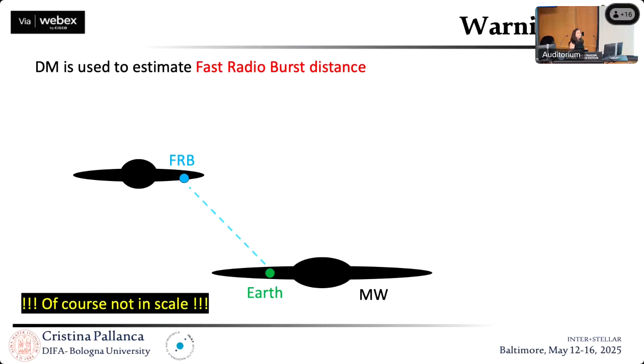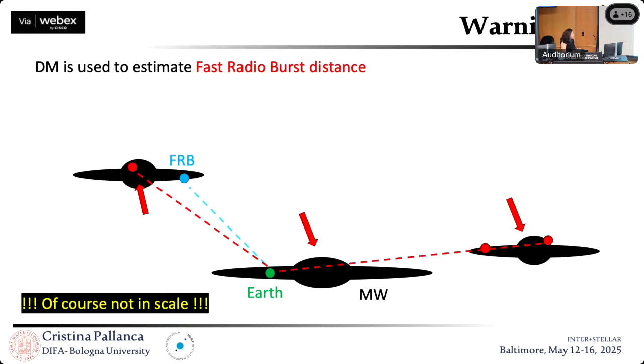And then finally, also a sort of warning for the fast radio burst community, because typically the dispersion measure of a fast radio burst is used as a distance indicator. And this is in principle true, but it depends on whether your fast radio burst is located in front of or behind the host galaxy. Because with a small change in distance, you may cross much more material, and so have a larger dispersion measure. And also don't forget to, of course, take into account the contribution of our galaxy.